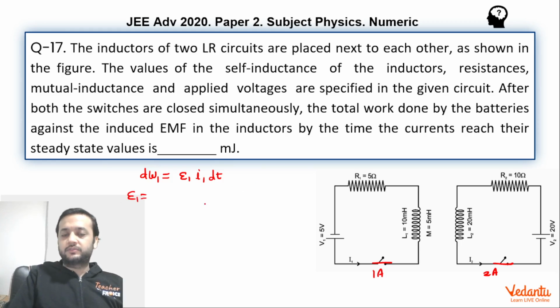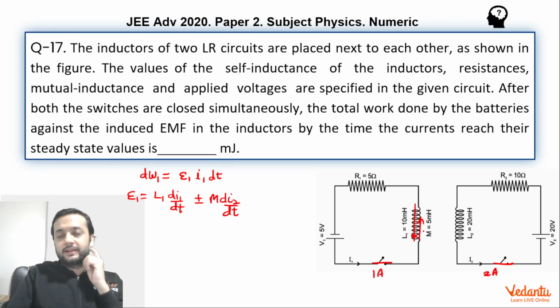So E1, if you see carefully, can be written as L1 di1 by dt plus or minus M into di2 by dt. Why did I write plus or minus? Because we are not sure whether the flux of the second coil is in the same sense as the flux of the first coil. It might happen that the flux of the first coil is going from up to down, magnetic field lines are being created in this direction, but the flux of the second coil, which is passing through the first coil, might be going up, right? That cannot be ascertained by looking at the windings. So if this is the scenario, then it will be minus.